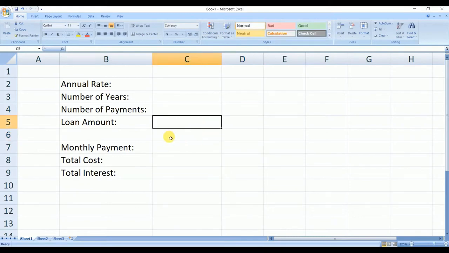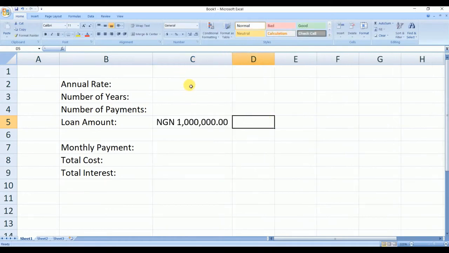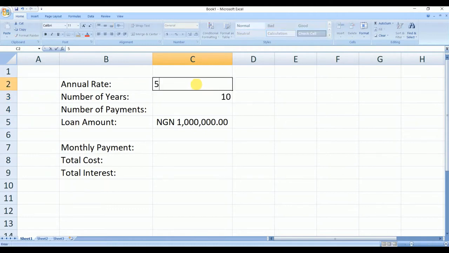So now the first thing we're going to do will be to indicate how much we will collect as loan from the bank. Let's assume the bank gives us 1 million Naira, and we are told to pay off this money in 10 years at the rate of 5%, a 5% interest rate.